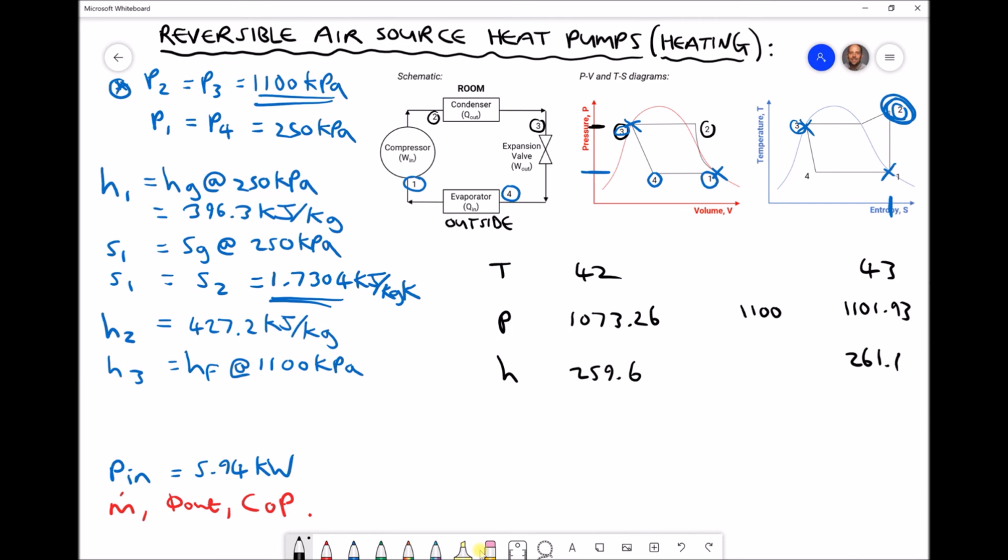Okay, so we have a pressure of 1100 kilopascals, and we need to determine this distance as a fraction. So we do 1100 minus 1073.26 divided by 1101.93 minus 1073.26, giving us a decimal equal to 0.93268.